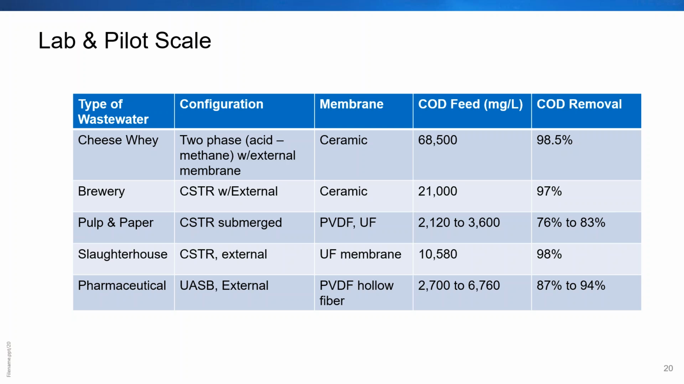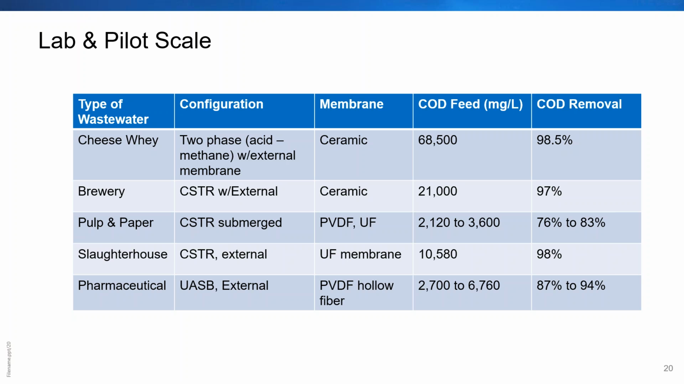Another example is slaughterhouse, which those that have been to slaughterhouses or seen some of the big meat packing places that are unfortunately in the news a lot today, they tend to use a lot of anaerobic digestion because of the high strength that they get. You can see here it's up around 10,000 for the COD. Similar, they had a tank with external membranes. They use a UF membrane, and they were seeing good removal. This is a little bit larger, 50 liters, still pretty small.